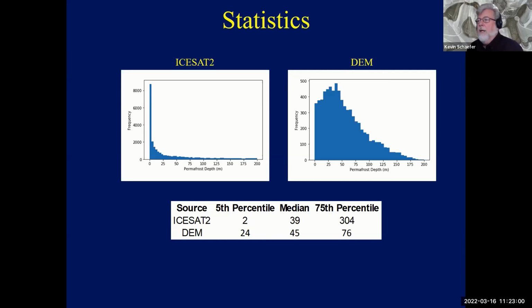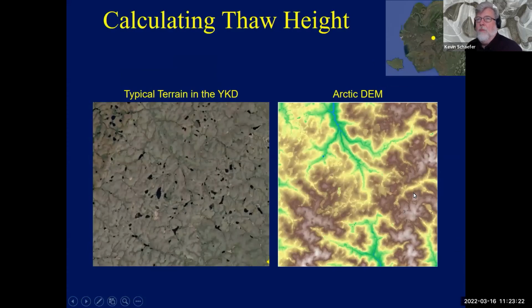meters thick. You can see some really high values for ISAT-2, at the 75th percentile. Well, that's caused by the bad data, which throws in a whole bunch of really deep values that are just not real, and I haven't filtered those out yet. So what we're doing now is exploring the DEM route a little bit better. We think we can do it cleaner.